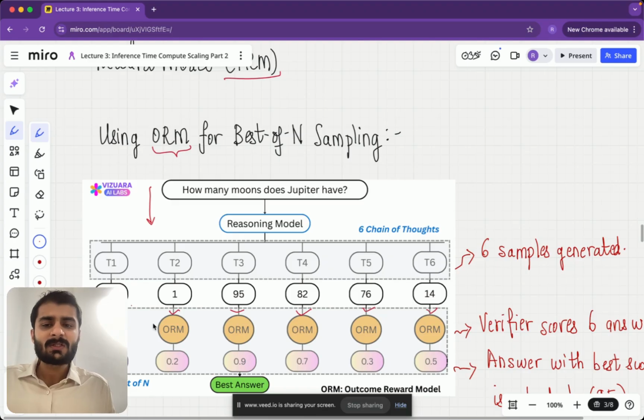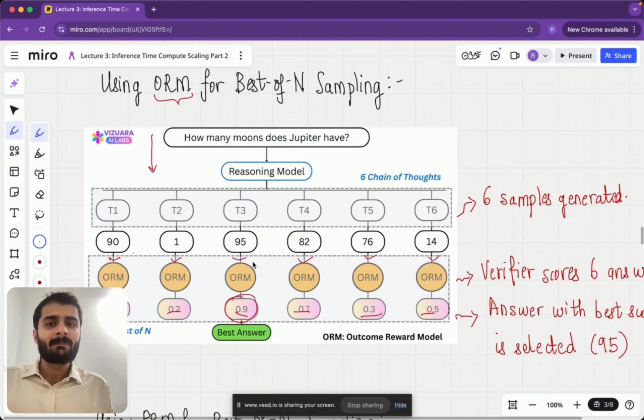And then this verifier scores all these answers: 0.6, 0.2, 0.9, 0.7, 0.3, 0.5, and then you pick the answer with the best score. So the number of moons which Jupiter has is 95. By using the ORM, this is the answer we get.